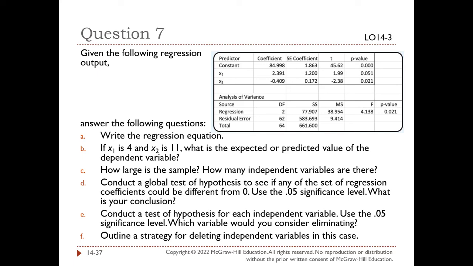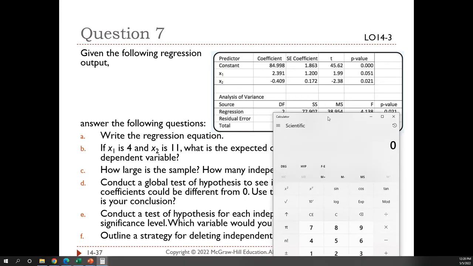If x1 is 4 and x2 is 11, what is the expected or predicted value of the dependent variable? So, calculator. So we have 84.998 plus 2.391 times 4 minus 0.409 times 11, which will equal about 90.063.